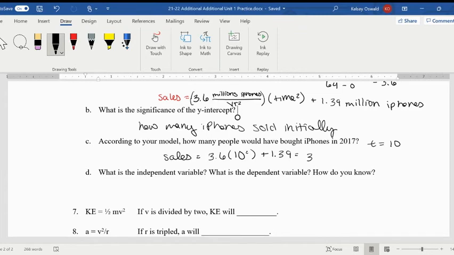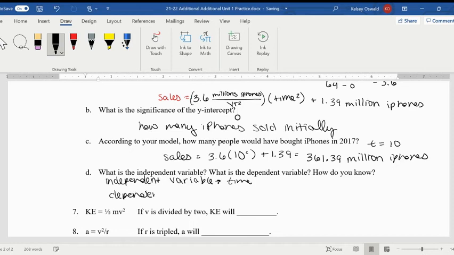And we would find that we should have sold 361.39 million iPhones. Okay. And then D, when we're looking at independent, dependent variables, our independent variable, that's the variable that you are controlling. And in this case, that is going to be time, because we can control how often we're checking our sales of phones. Our dependent is going to be our number of sales, because that depends on time.